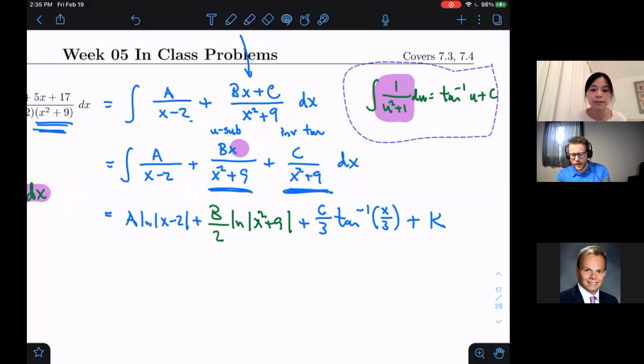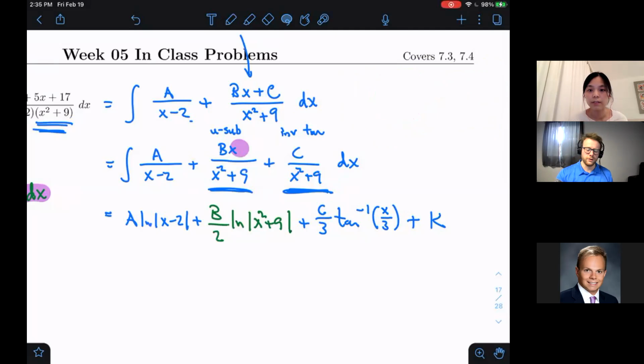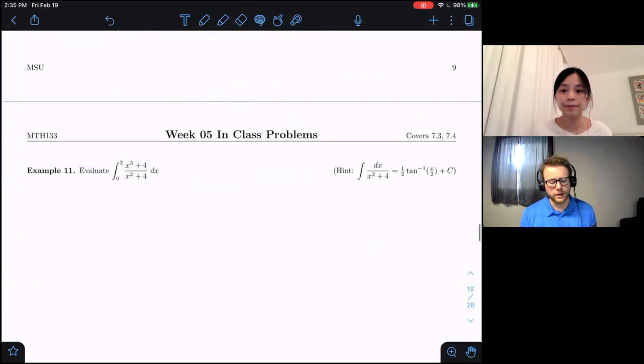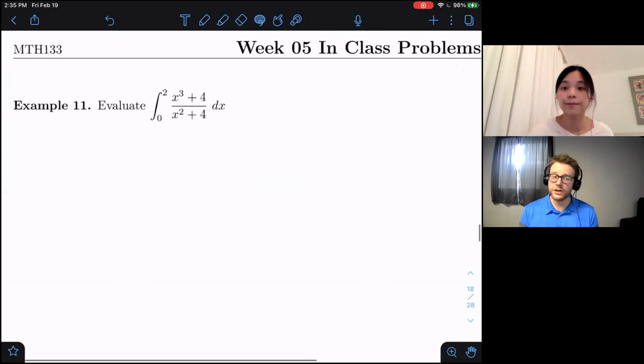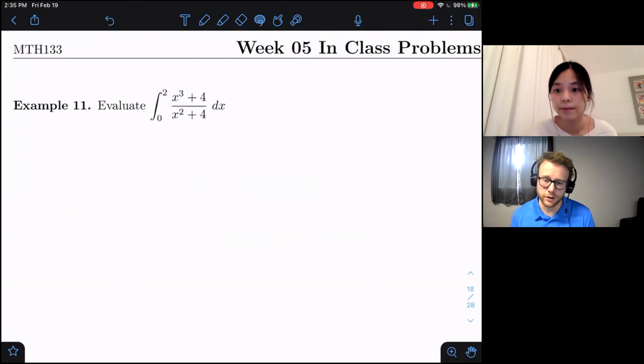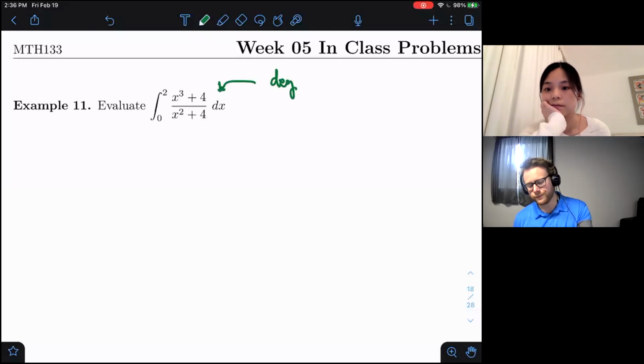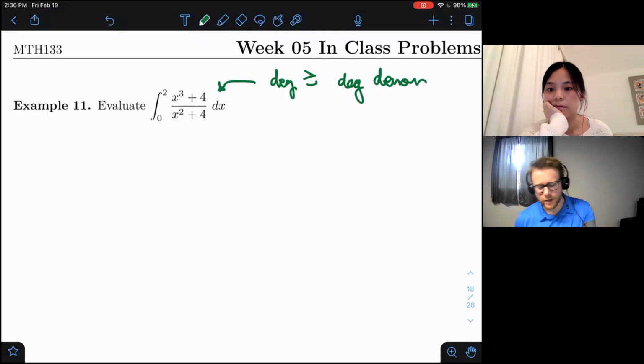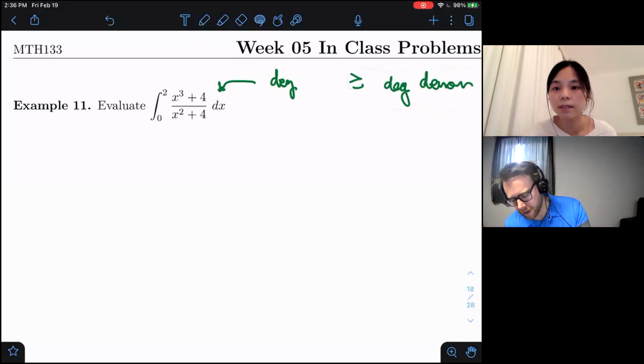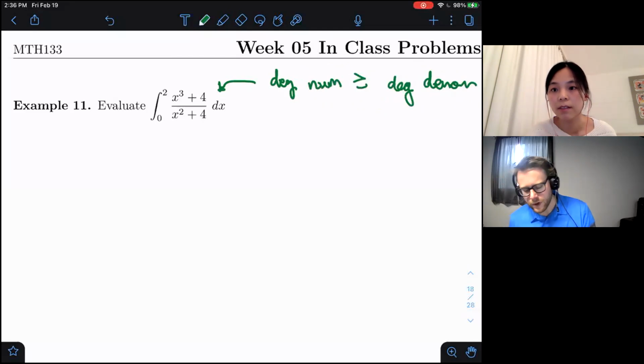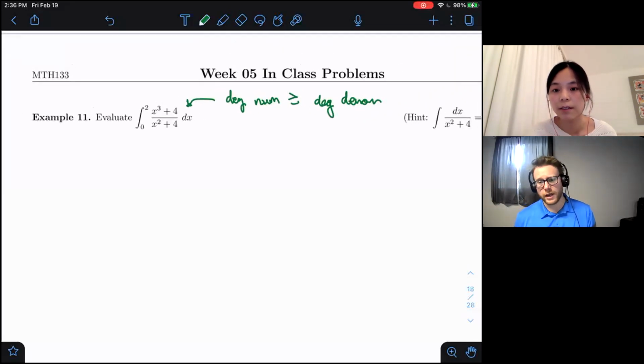All right, with that, let's give some airtime to this final bit here, and that is doing long division of polynomials. The first thing that I wanted to emphasize is that you need to do long division of polynomials anytime that the degree of the numerator is greater than or equal to the degree of the denominator.